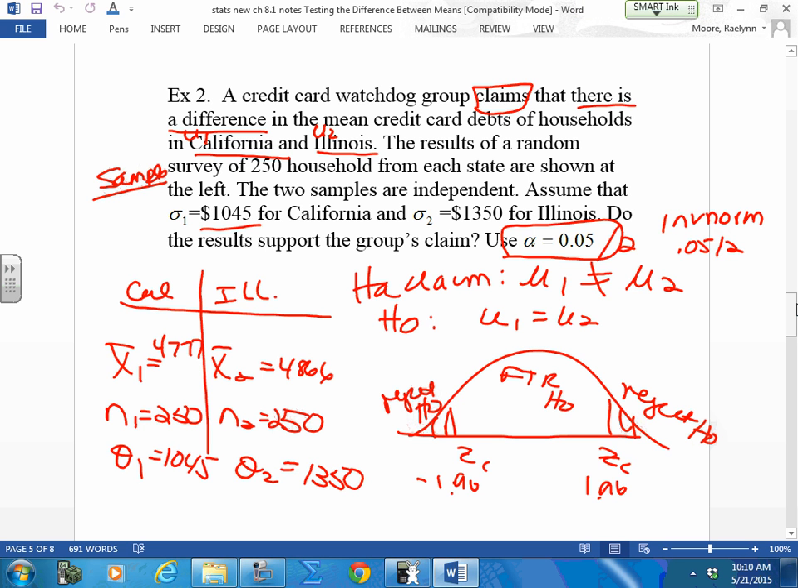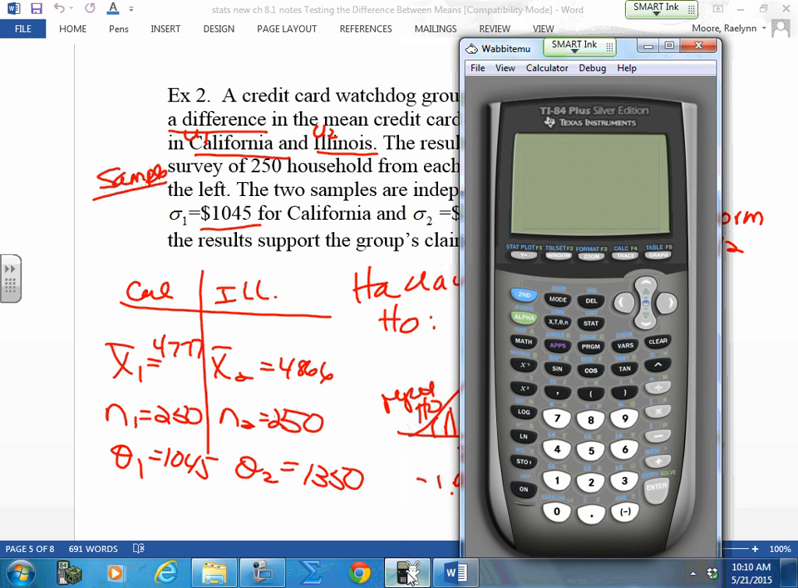Now we're going to use your calculator. So everybody pick up your calculators, not your phones. Pick up your calculators. And I want you to go to Stat, Test, and I want you to come down to number 3. It's a 2-sample z-test. Go to Stats. In this one, they make you put your population standard deviations in of both of them first. 1045 and 1350.